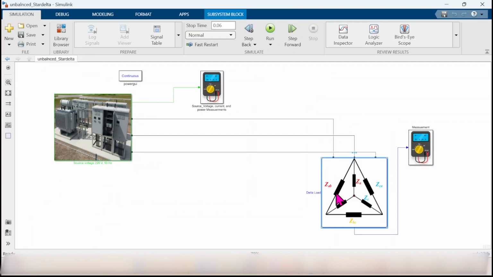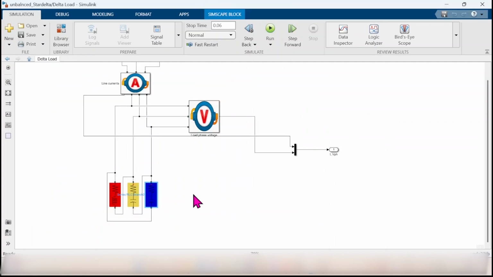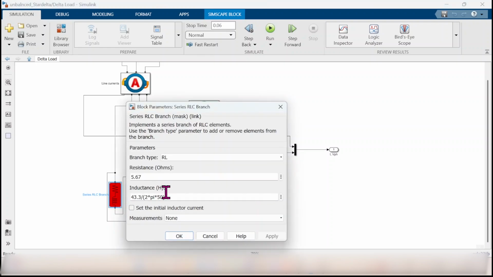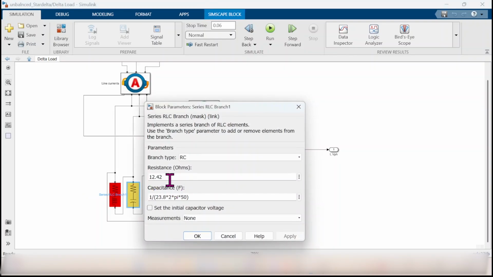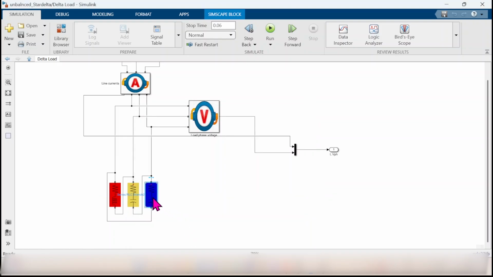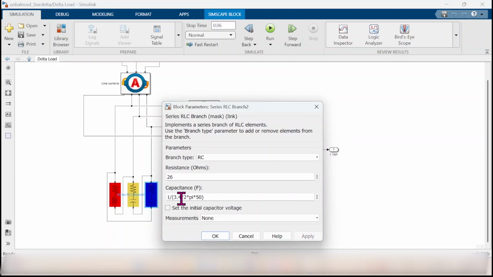Let's look for the load side. We are going to calculate ZAB, ZBC, ZCA, either using manual calculation or M code. So ZAB, for example, equals 5.67 + J43.3. So the resistance is 5.67 and the inductance will be 43.3 over omega. For ZBC, that one will be 12.42 and minus J23.8. So the capacitance is 1 over 23.8 multiplied by omega. For ZCA, we have here a resistance 26 ohm and capacitance will be minus J3.4. So the capacitance will be 1 over 3.4 multiplied by omega.